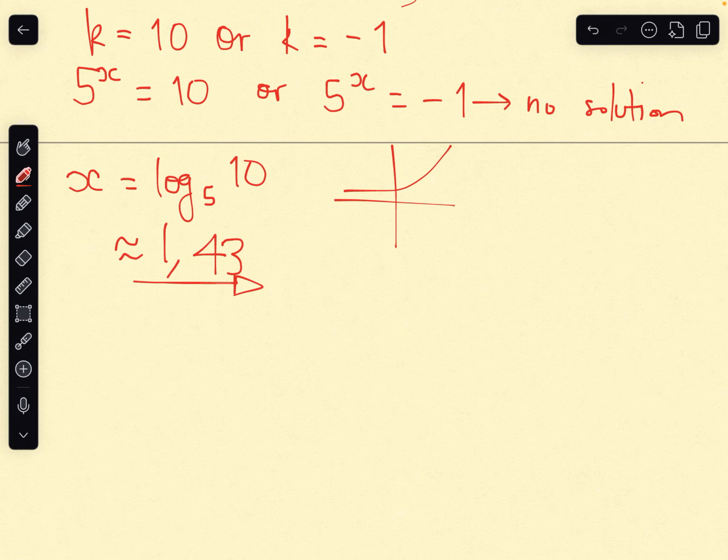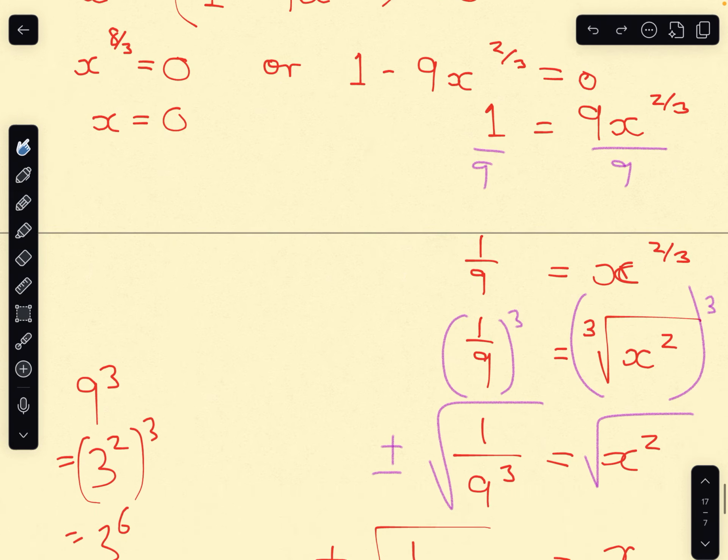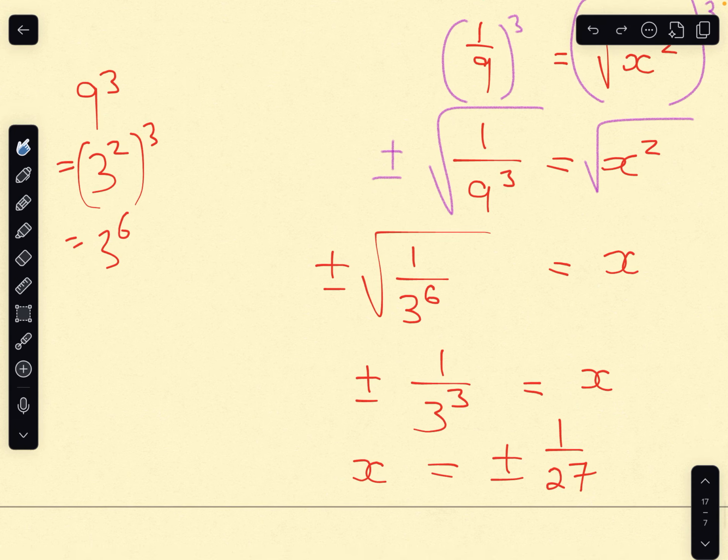And then from there, we have 2 solutions, being x equal to 0, the one solution, and then the other one being x is plus or minus 1 over 27. Right, long walk to freedom, but we made it.